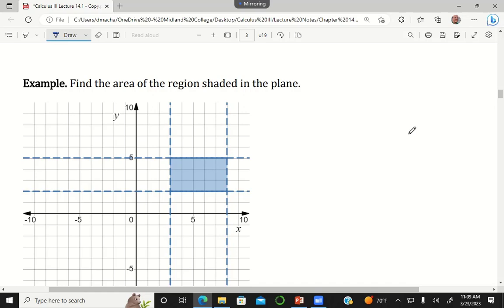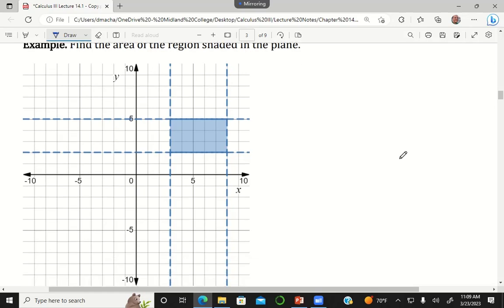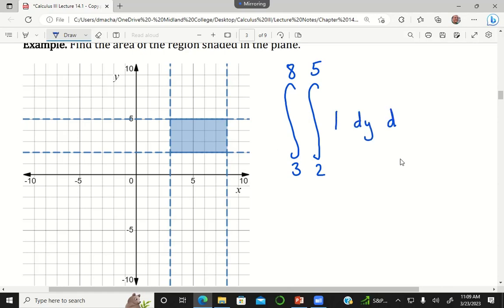Now, the area of this shaded region in the plane is obviously 15. You could just count the squares. But the way your textbook wants to teach this is by saying you could calculate this area in the plane by doing this. You could take the integral from 3 to 8 of the integral from 2 to 5 of 1 dy dx. And that should give you the area of that region.